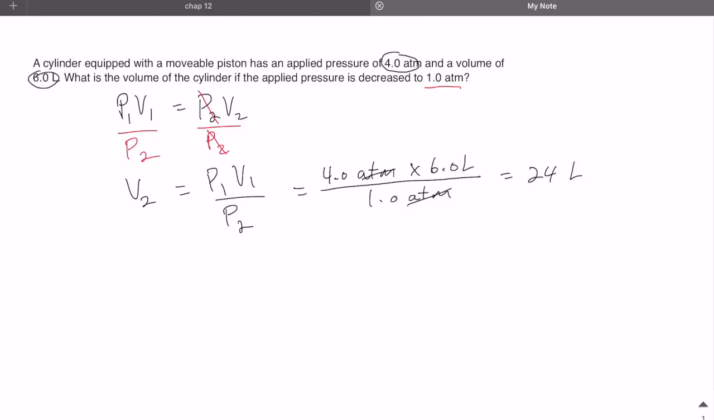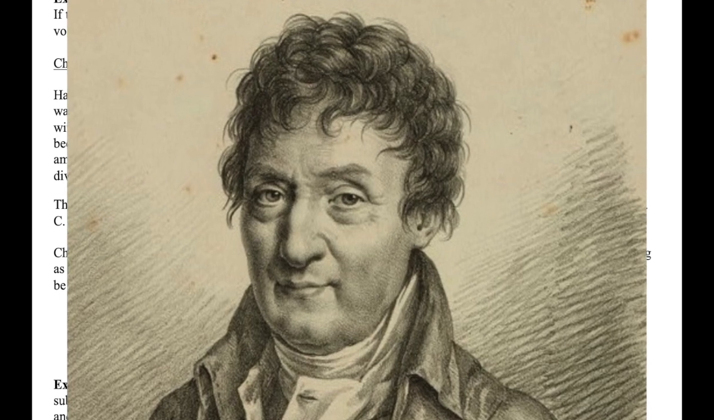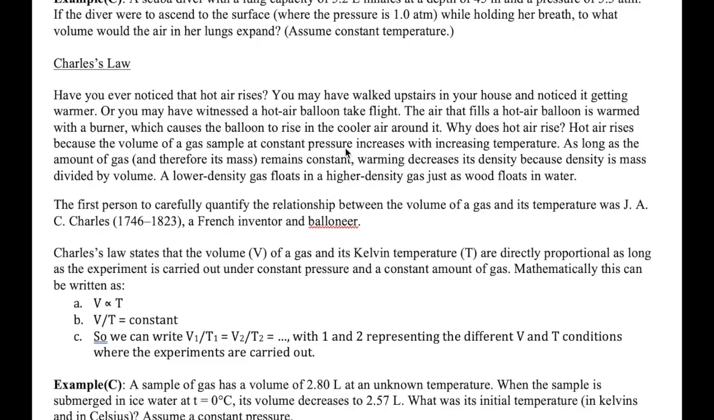when pressure is decreased. A second empirical gas law was discovered by Jacques Charles, a French inventor who lived in the late 1700s. He realized that when a gas is heated, its volume will also increase as long as the pressure and amount of gas are held constant.